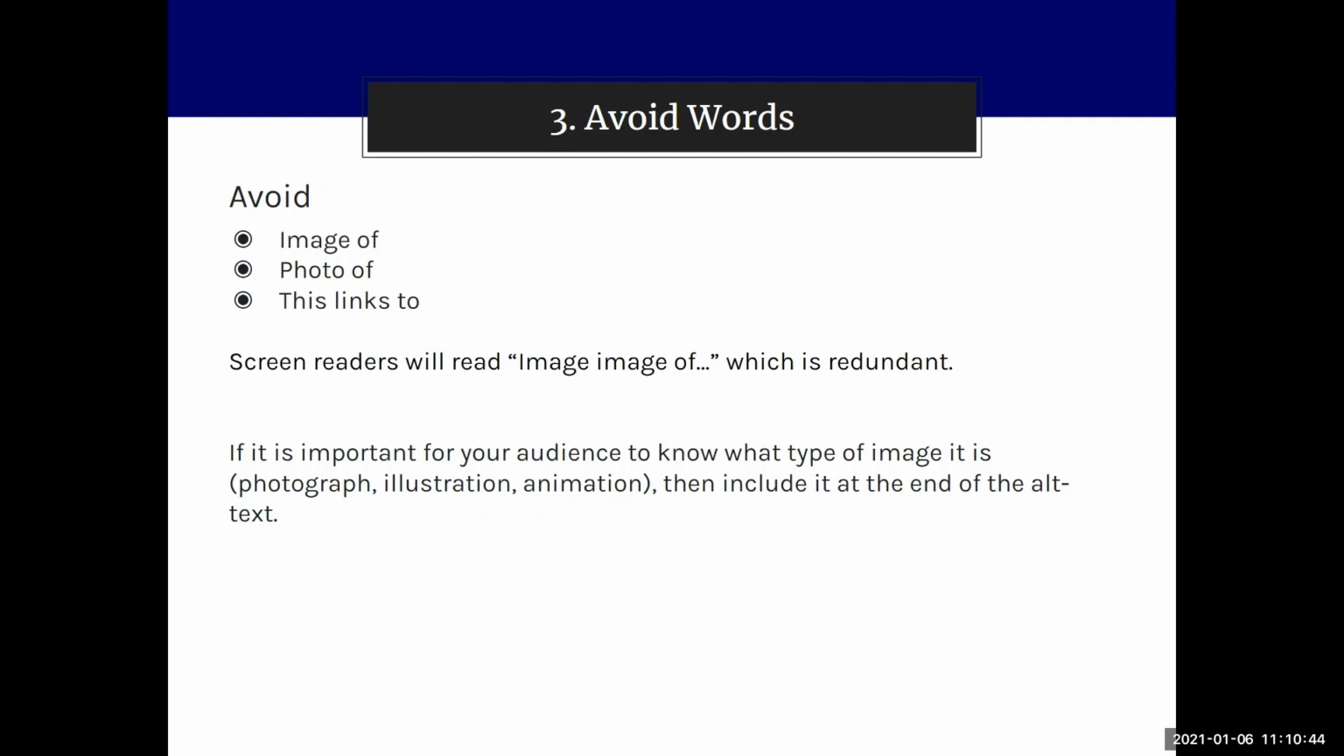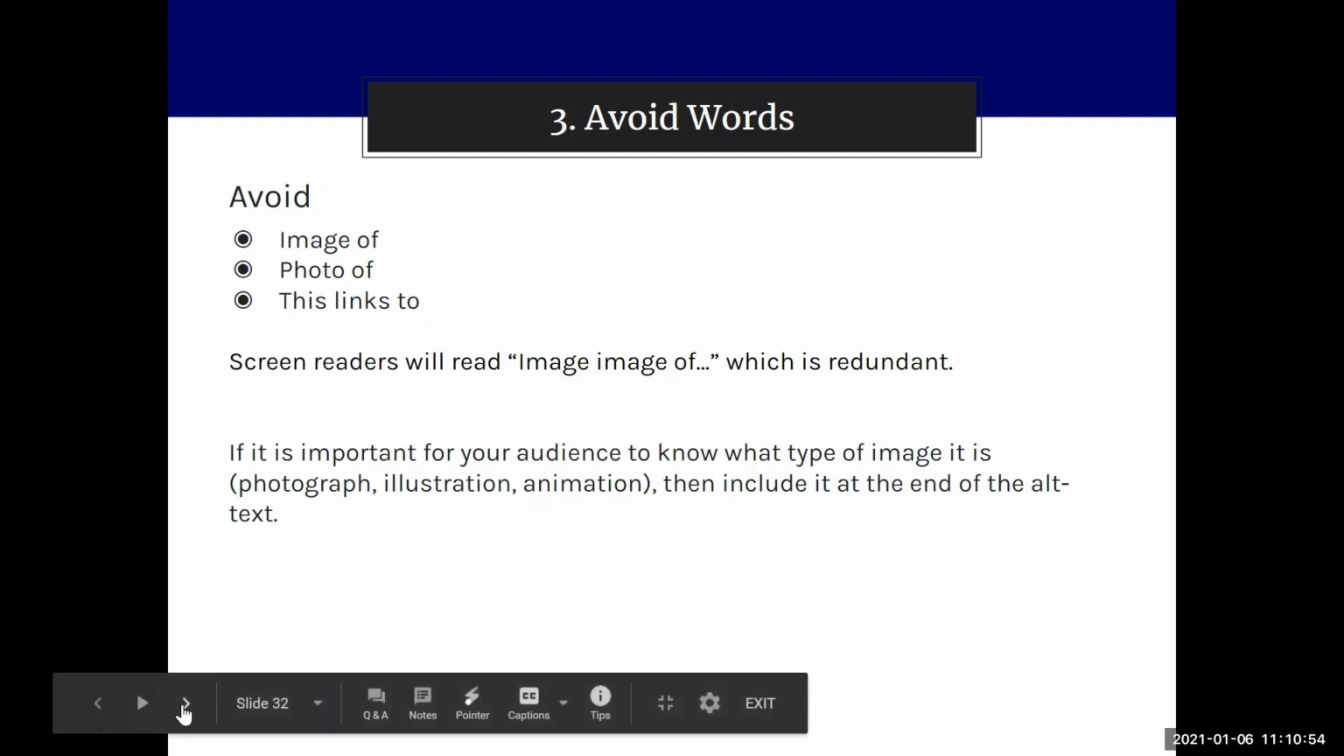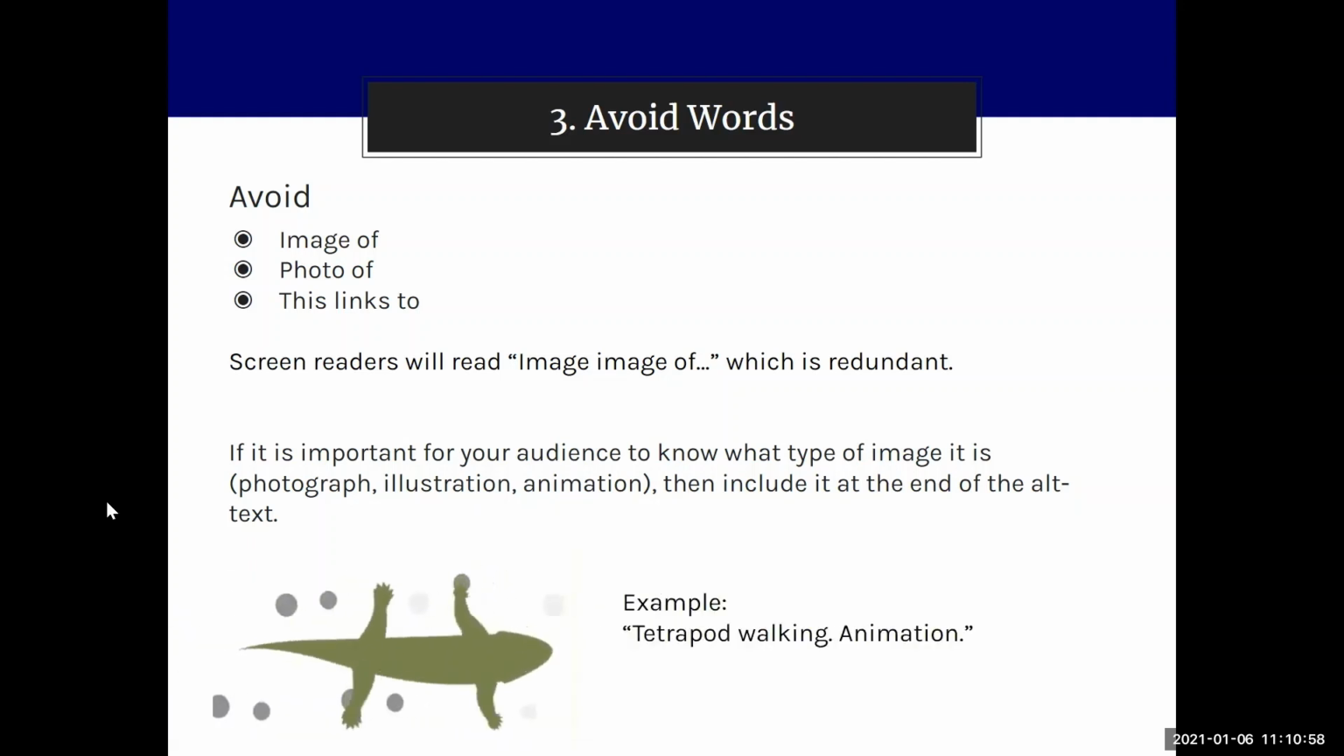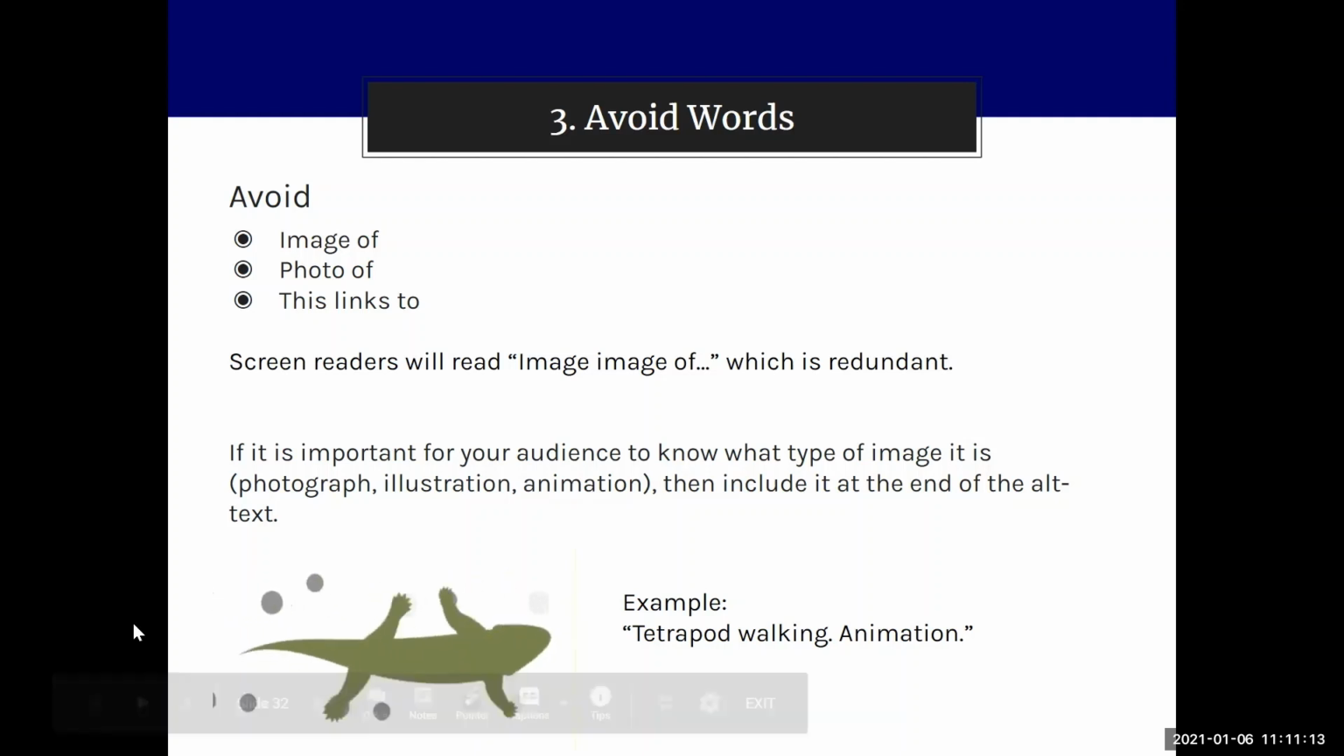If it is important for your audience to know what type of image it is, for example, if it's a photograph, illustration, or animation, then you can include it at the end of the alt text. So here's an example of that. Here we have an animated picture of a tetrapod. So you can say tetrapod walking animation after the image, and that'll make it a lot easier for the individual who's using the screen reader.